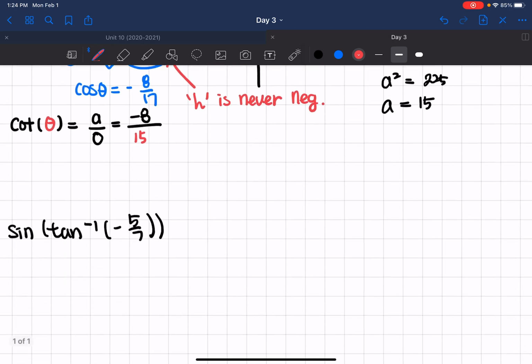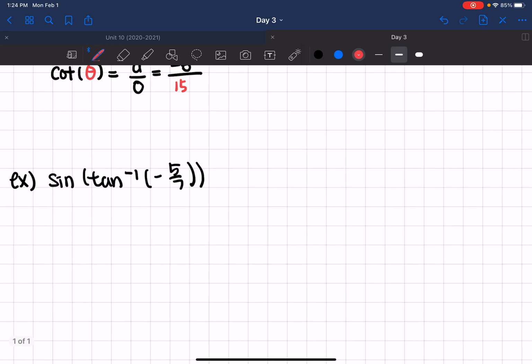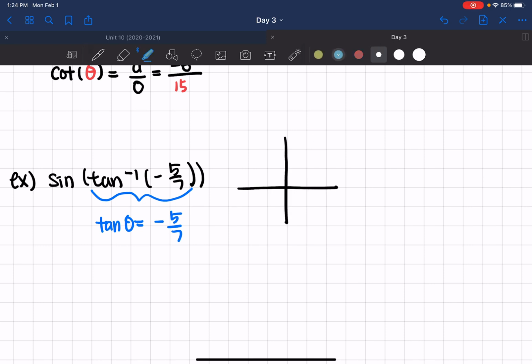The last example here is sine of arctangent of negative 5 over 7. The same thing, inner function first. So tangent of some angle is negative 5 over 7. But remember, your inverse tan has to be in the first or the fourth quadrant. But again, since this is negative, instead of the first quadrant, it has to be in the fourth quadrant, your angle.